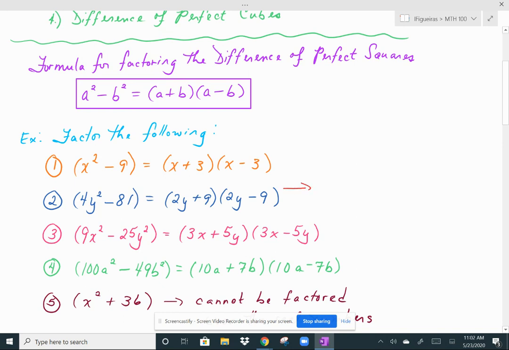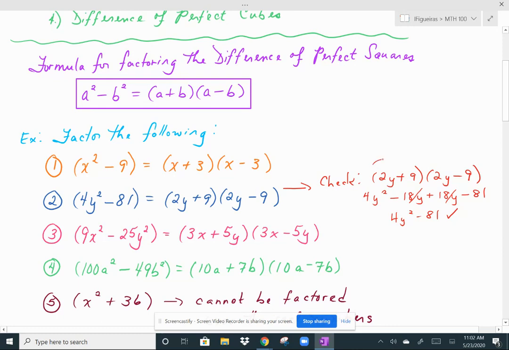So just like any other factoring that we've done in the past, you can check any of these examples. I'll do a check here. Your check would be to FOIL these two binomials, and if it equals the original expression, then you know you factored correctly. So my first term is 4y squared. My outer term is negative 18y. My inner term is 18y. And my last term is minus 81. The negative 18y and positive 18y cancel. So you get 4y squared minus 81. That's exactly what we started with. So it checks out.